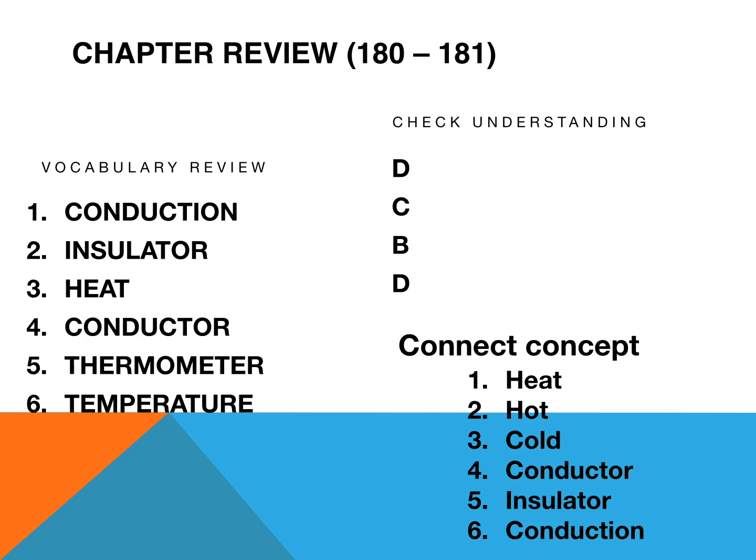The third question says, Ahmed puts his hand on an ice cube. A, heat moves from the ice to Ahmed's hand. B, heat moves from Ahmed's hand to the ice. C, heat does not move between Ahmed's hand and the ice. D, heat moves from the ice to Ahmed's hand and back. So your answer should be B, because it cannot be A.